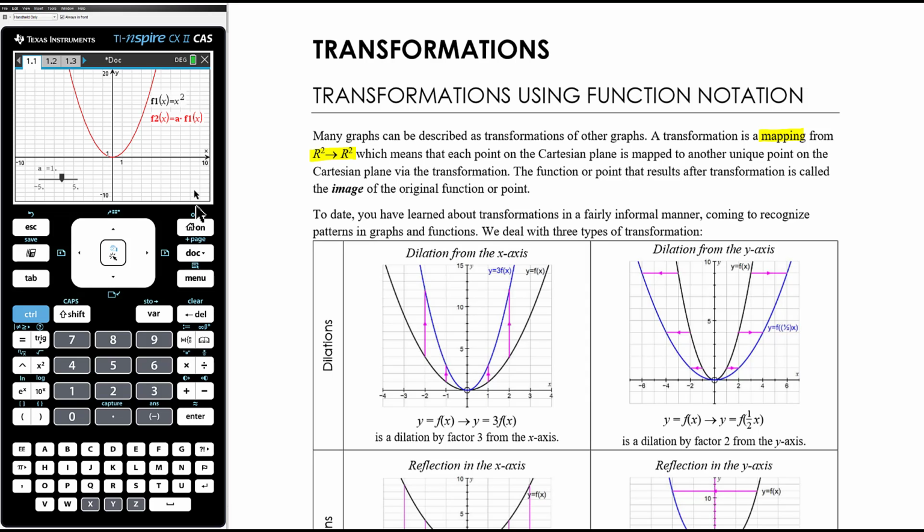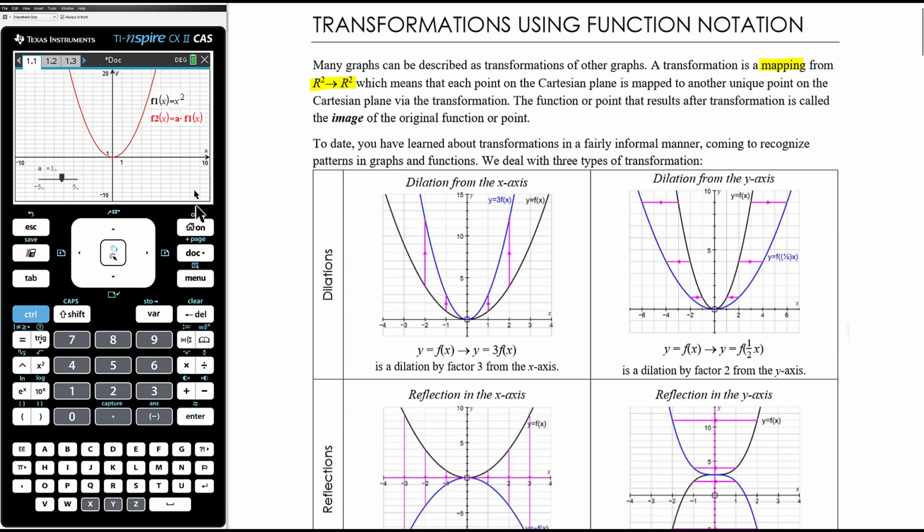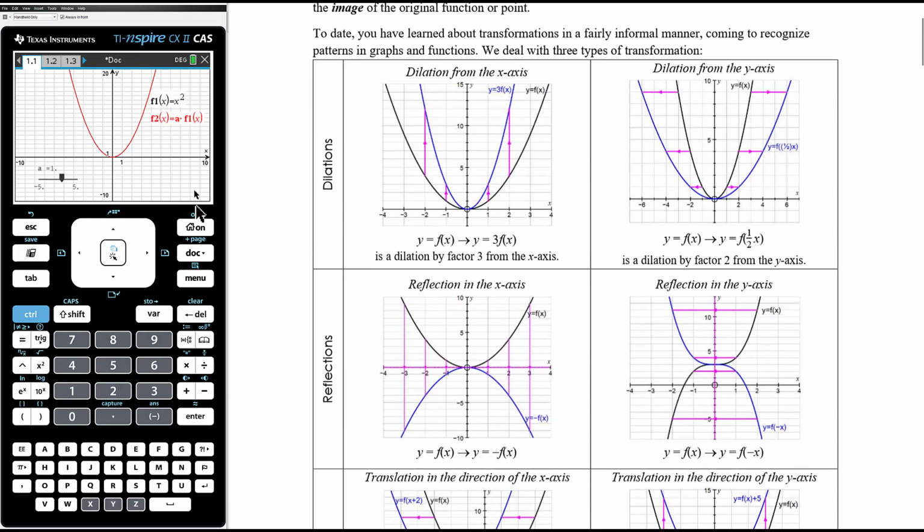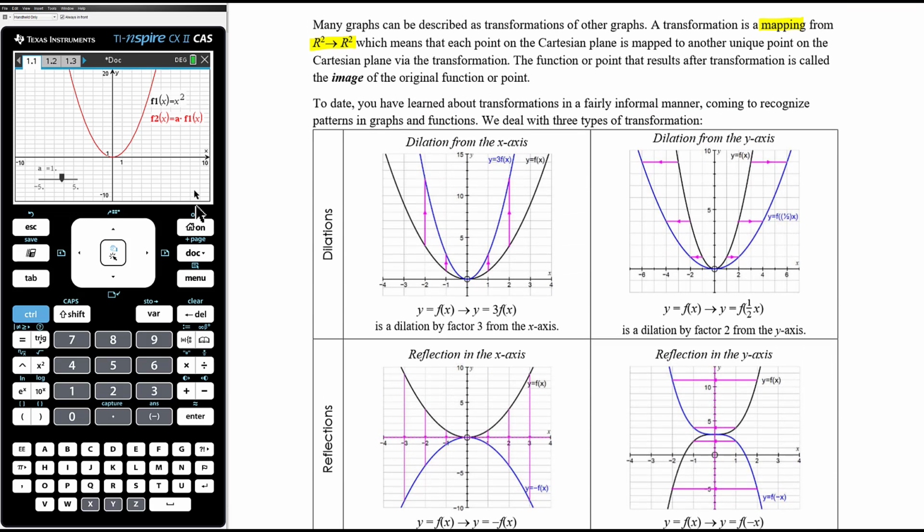So as I said, to date we've learned about transformations in a fairly informal manner, simply coming to recognise patterns in graphs and functions. And we deal with 3 types of transformation. We're not changing that this year: dilations, reflections, and translations. It's really important when you're talking about transformations that you use the right language. Okay, we don't talk about shifting or stretching or moving. We talk about a dilation, we talk about a reflection, we talk about a translation.